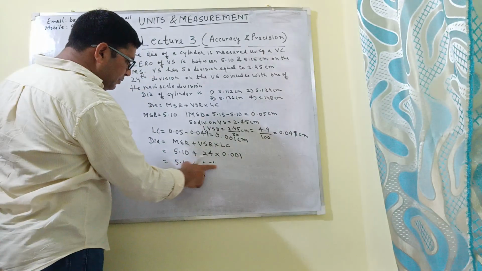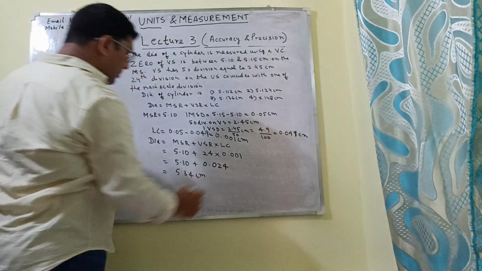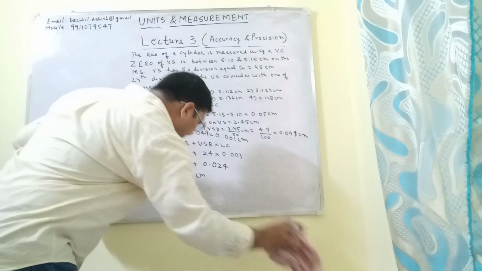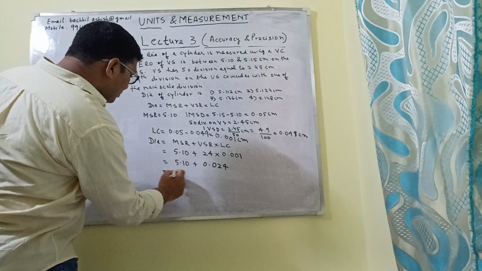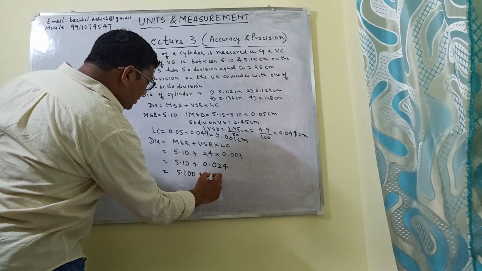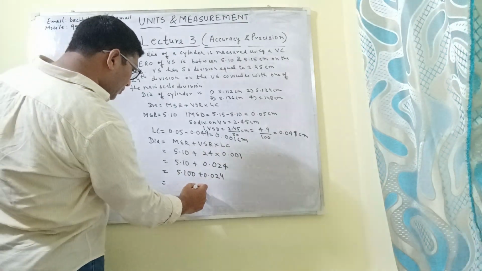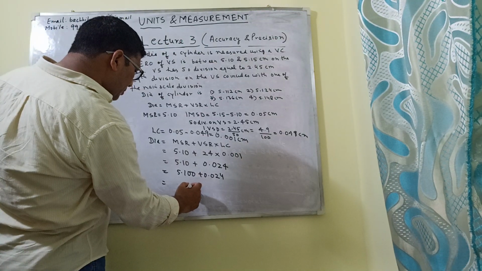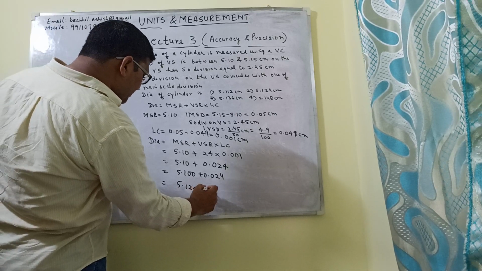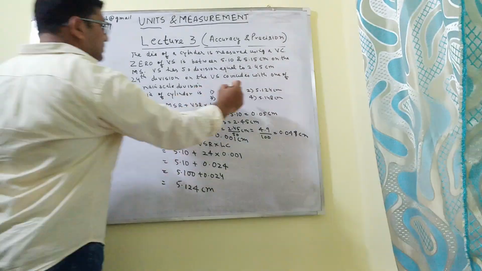So here I will add 0.001. Now the answer becomes equal to 0.024. Okay. So the correct answer will now be 5.100 plus 0.024. So this is equal to 5.124 centimeters. So this is the correct answer.